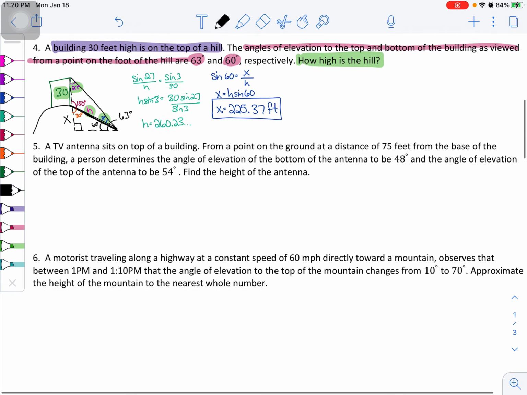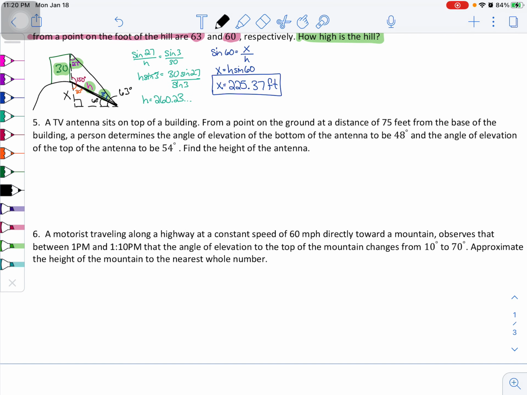And I'm going to keep zooming in so I can see the whole thing. All right, a TV antenna sits on top of a building. So we have a building, and here's our TV antenna. From a point on the ground at a distance of 75 feet away from the base of the building, so there's 75 feet, a person determines the angle of elevation to the bottom of the antenna to be 48 degrees. And the angle of elevation to the top of the antenna to be 54 degrees.